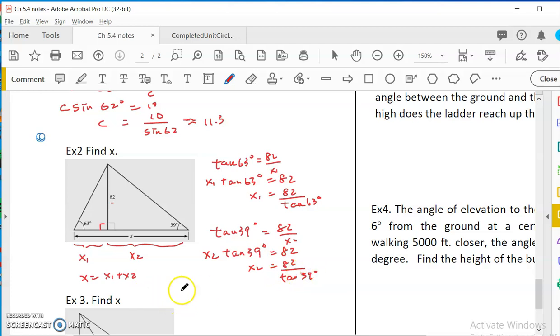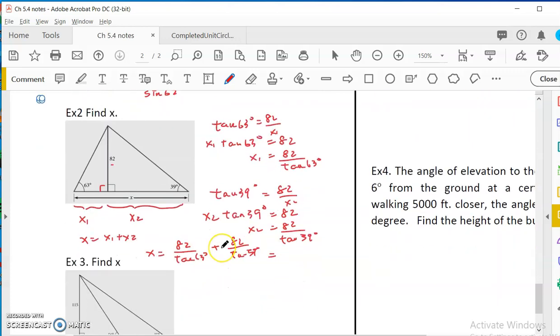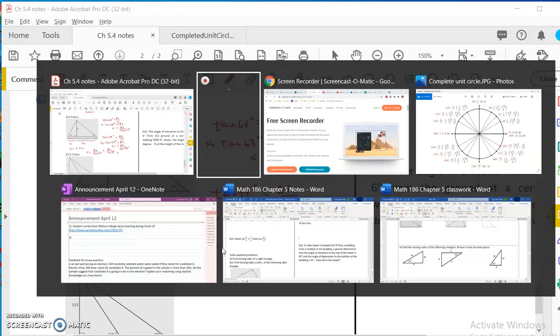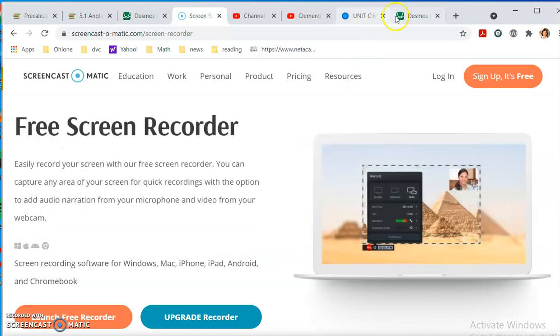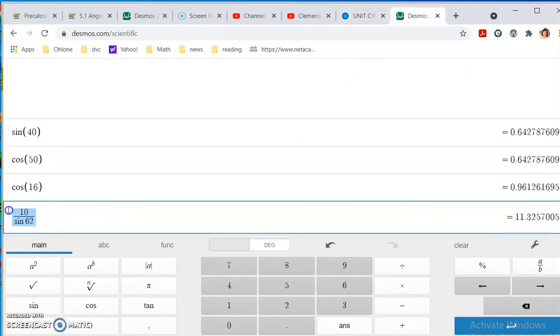So now we're ready to calculate x. X is x1 plus x2, so it's 82 over tangent 63 degrees plus 82 over tangent of 39 degrees. I advise you to do it this way instead of doing both of these separately and rounding it and then rounding again. If you do this, then you would have one less rounding error accumulating.